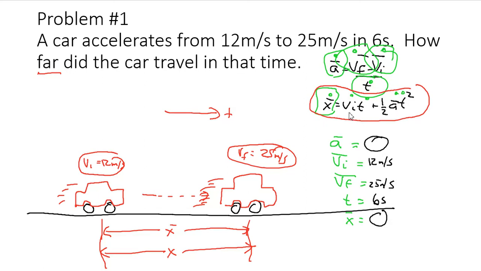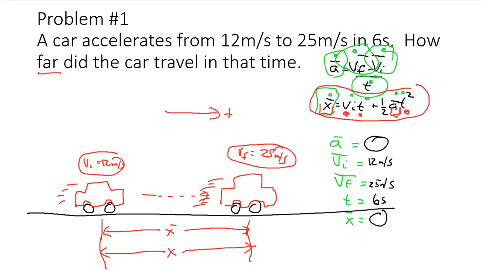When I look at this, what do I know? Well, this is known. This is known. Time again is known. I'm missing my acceleration and I'm missing my displacement. So I can't solve the problem with this equation yet because I'm missing too many things. If I have an equation and there are two unknowns in it, I can't do it, right? So I need to find acceleration first.